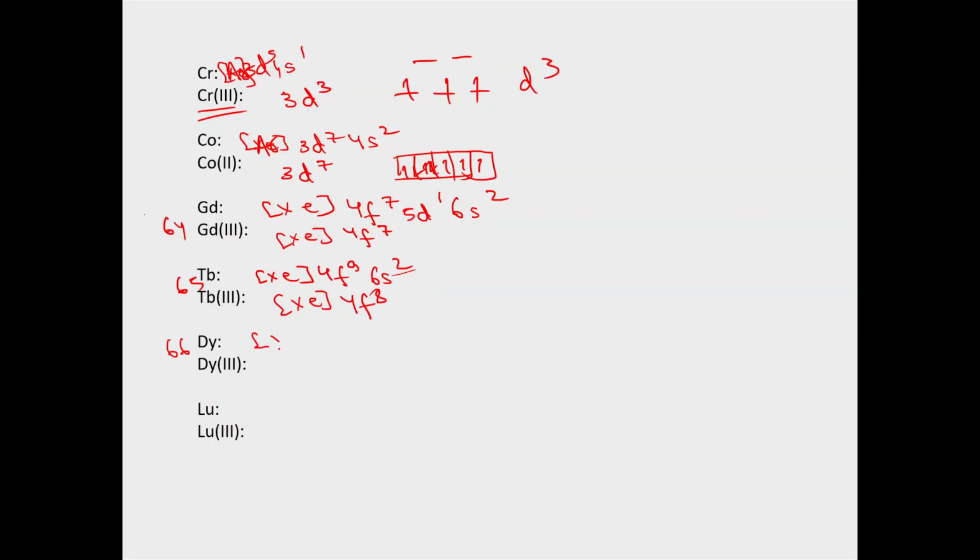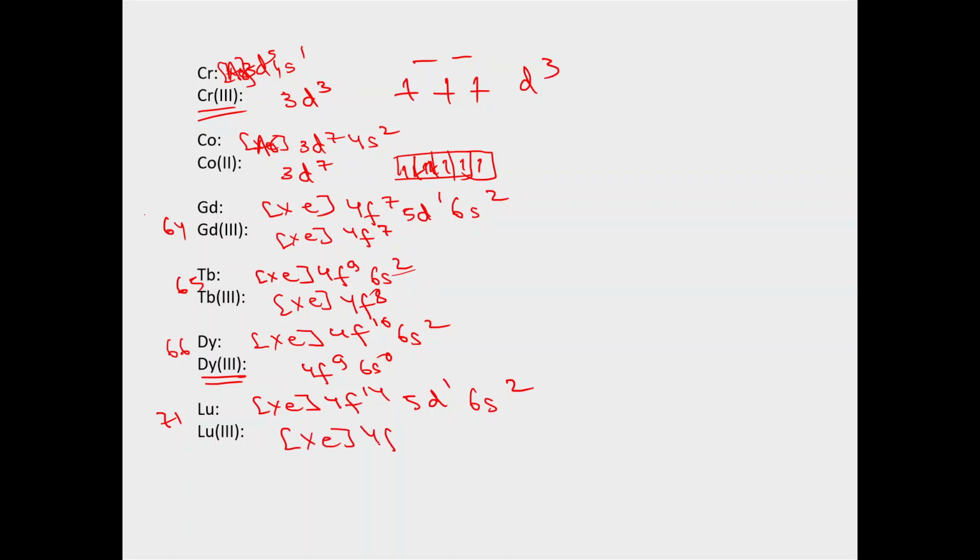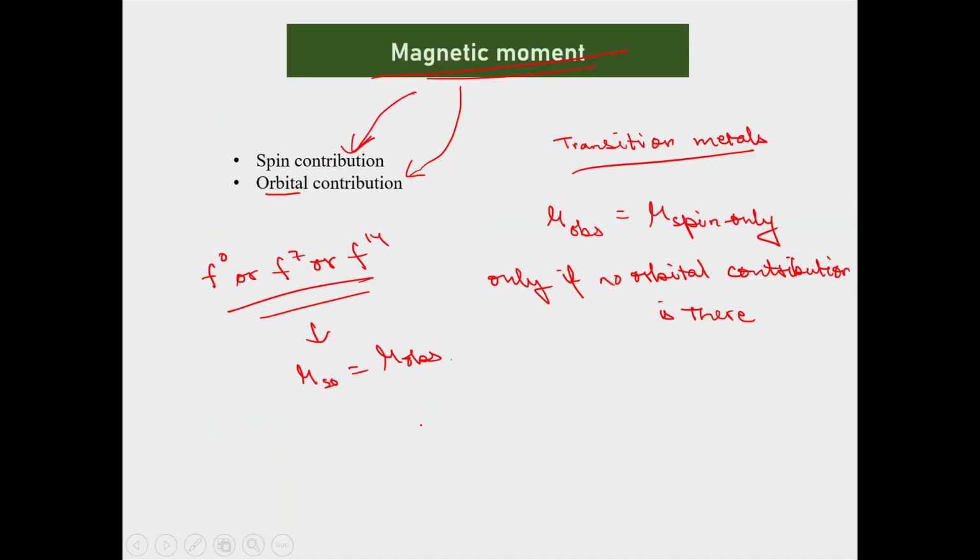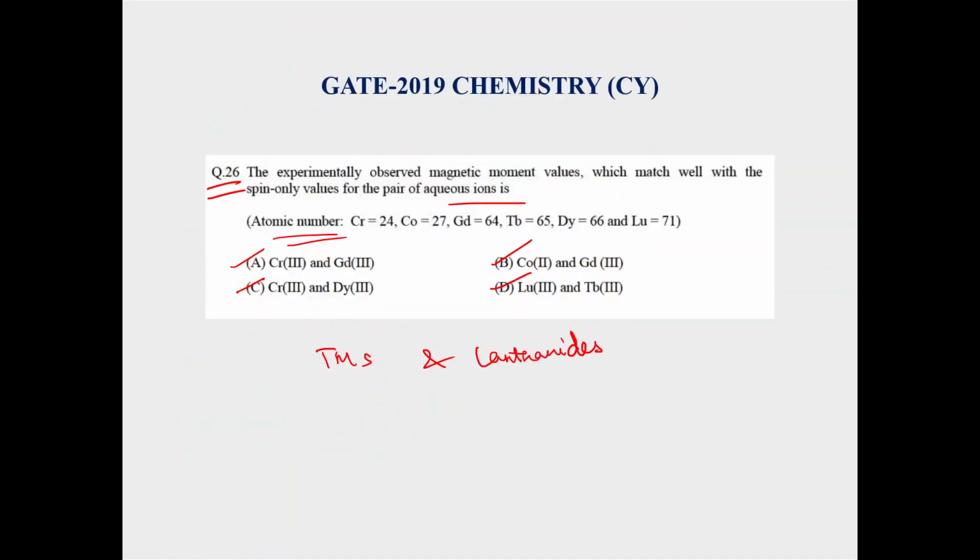It has xenon 4f10 and 6s2. So dysprosium 3+ means 4f9 6s0. Then comes lutetium with 71. The electron configuration for this is 4f14 5d1 and 6s2. Plus 3 means 4f14, right? Now this is the question.